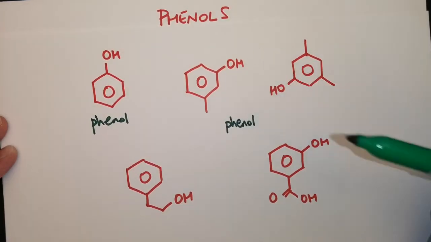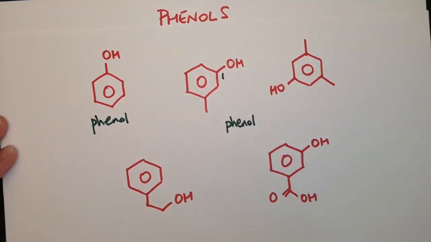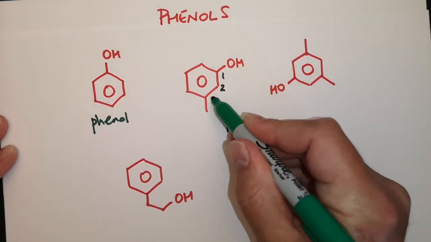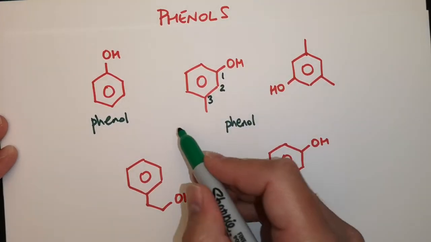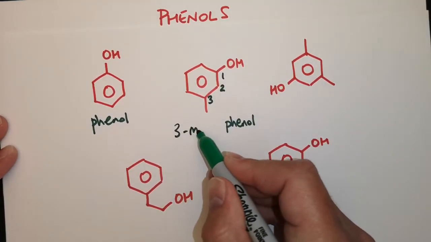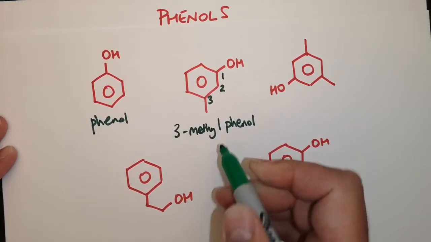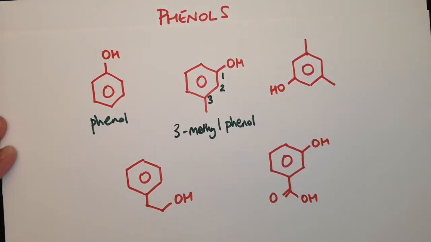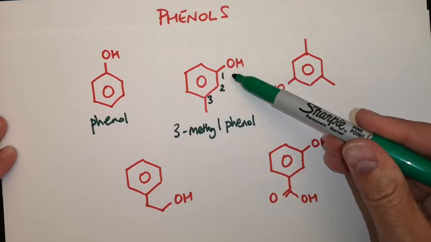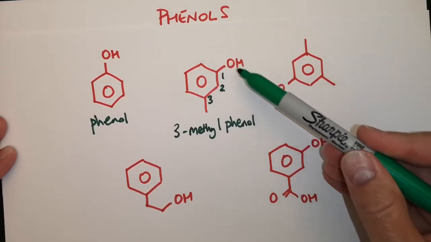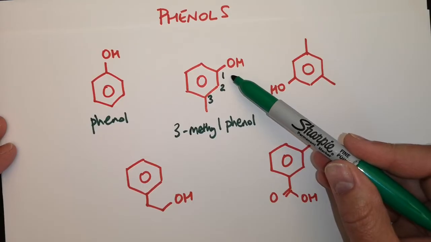So here, if this is phenol, that becomes carbon 1. So counting around to get the lowest number, the methyl group is on carbon 3. So it's 3-methyl phenol. Remembering we're counting to get the lowest number, and here it doesn't matter that the OH group is not at the top, I will automatically start counting here because that's where the phenol is.